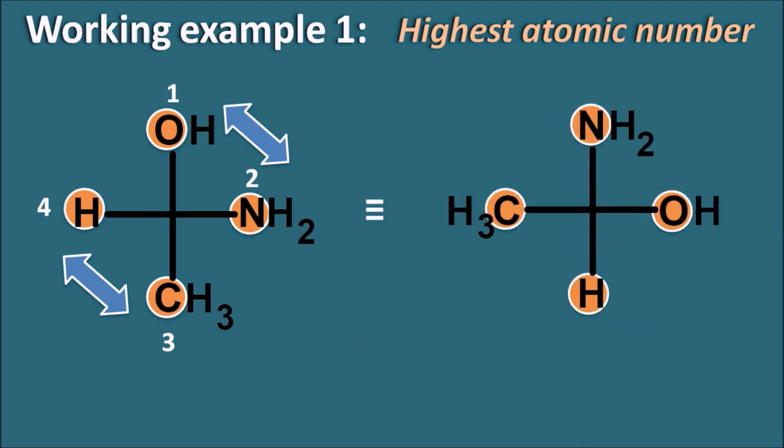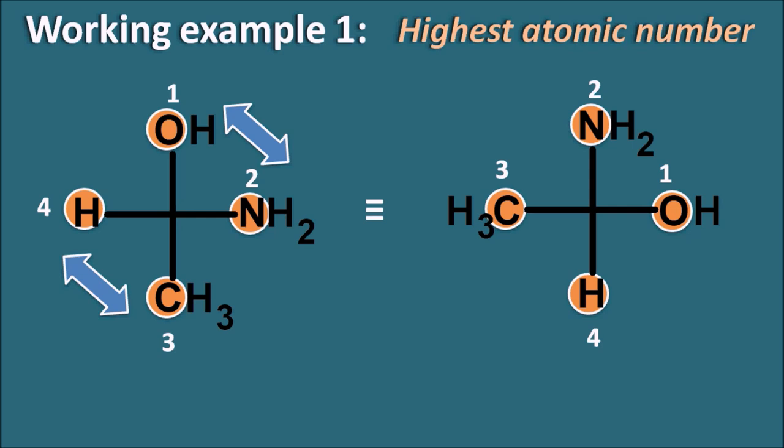So here OH and NH2 are replacing their positions, and hydrogen and CH3 are again replacing their positions. Now again, if we give the priority order, oxygen is first, nitrogen is second, CH3 is third, and hydrogen is fourth. So now the lowest priority group, hydrogen, is on the vertical line.